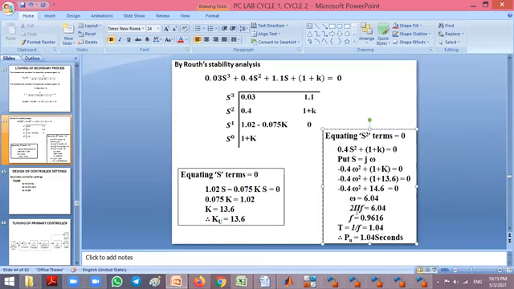Now you substitute omega. Omega is nothing but 2 pi f. So 2 pi f is equal to 6.04. Now you find f, you divide 6.04 by 2 pi, and then from f you calculate T. T is equal to 1 by f, so Pu is 1.04 seconds.